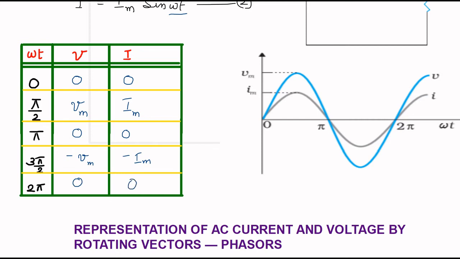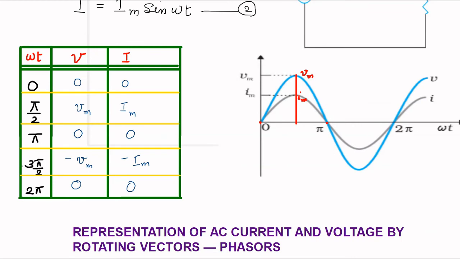Now look at the graph. In the graph, when omega t is 0, both voltage and current are 0. And when omega t is pi by 2, the voltage and current have maximum values. I has maximum value Im, voltage has maximum value Vm. When omega t is pi, once again the current and voltage become 0.